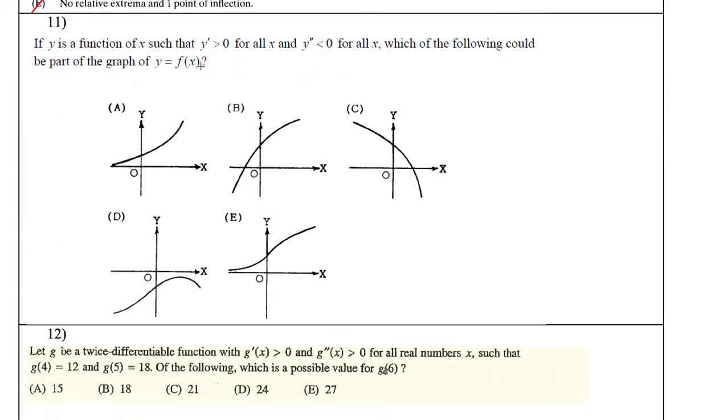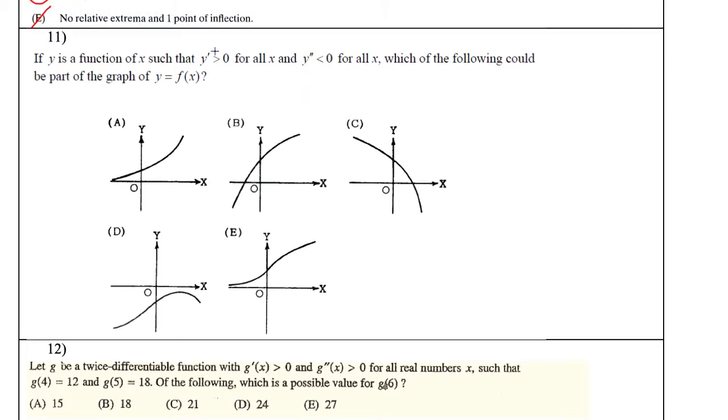So we have a y such that y prime is greater than 0, y double prime is less than 0, and these are all the possible graphs of f. On the graph of y, what is y prime? Is it height, slope, or concavity? If you said slope, you would be correct. What about y double prime? On the graph of y, what is y double prime? Y double prime is concavity. That means the slope is positive, it's concave down.